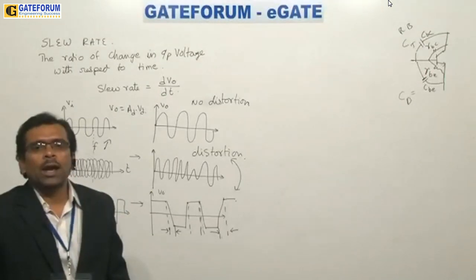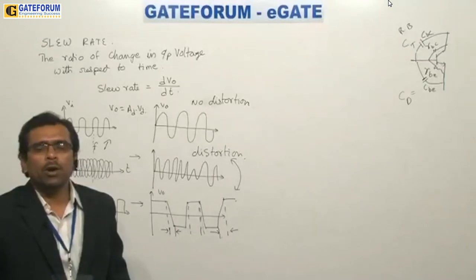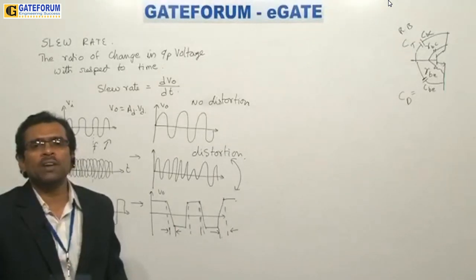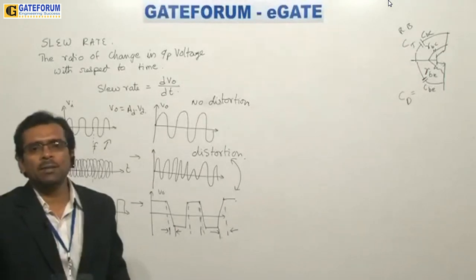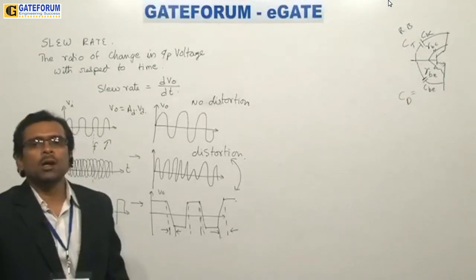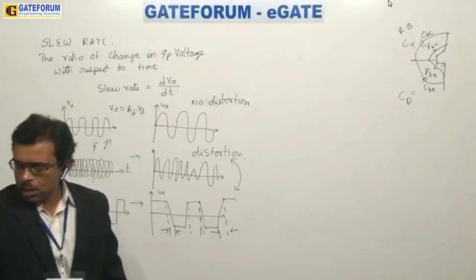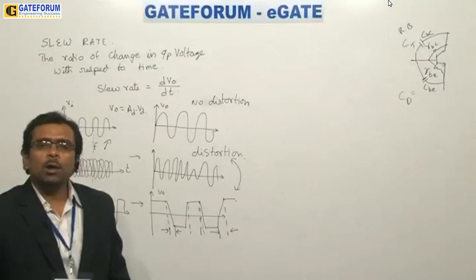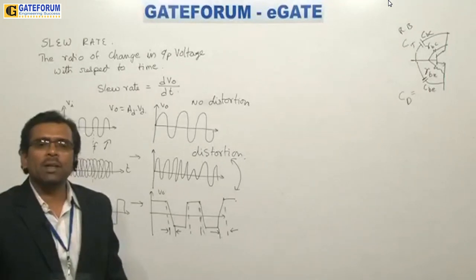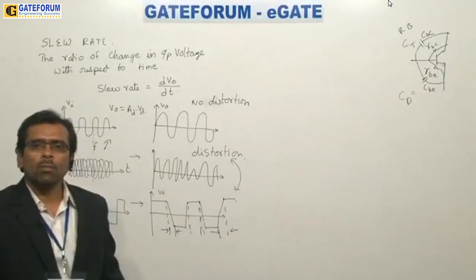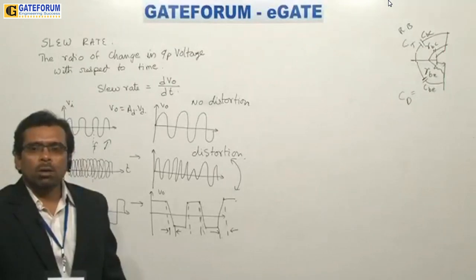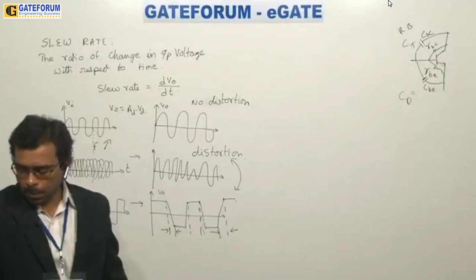Next point. For a good op amp, slew rate should be very, very high. Write fast. Write down these points. These are very, very important. Quick, 2 minutes. The slew rate of an op amp should be very, very high.